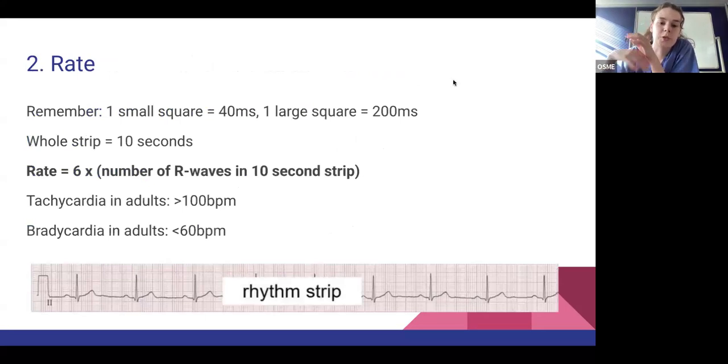The rate: one small square is 40 milliseconds, which makes one large square 200 milliseconds, which makes a whole strip on the bottom, the rhythm strip, 10 seconds. So the rate that you're going to tell the examiner is going to be 6 times the number of R waves that you see in the 10-second strip. It's as easy as that. Tachycardia and bradycardia, you know.